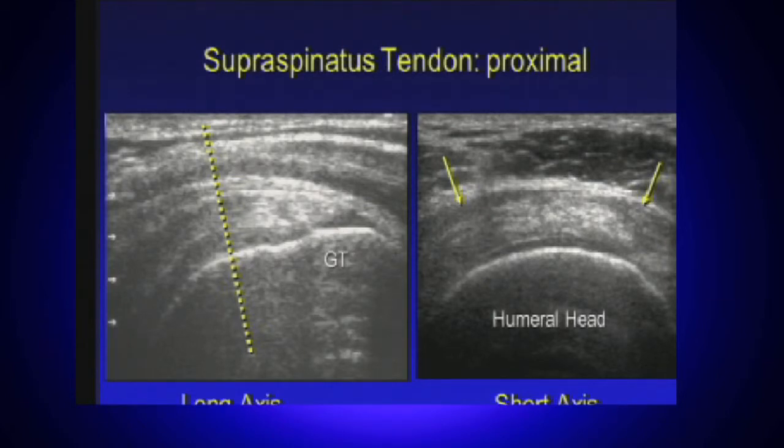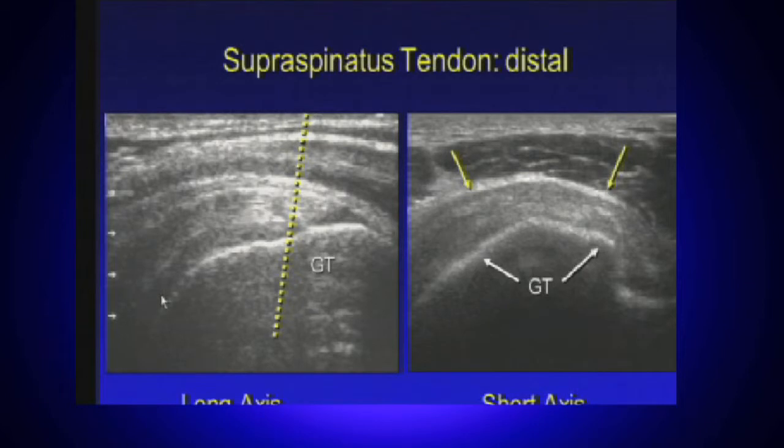Once I have this in view, then I move the transducer distally. As we leave the articular surface and get to the greater tuberosity surface, we now see the superior and middle facets as the bicipital groove is starting to form. Note that the tendon is starting to thin now. As you can see, it's attaching onto the greater tuberosity.